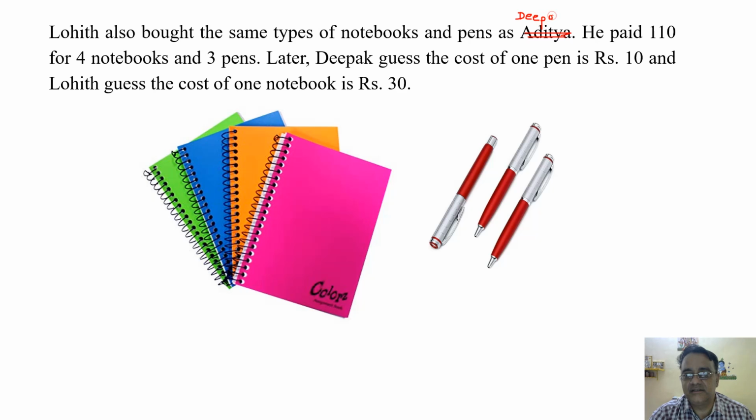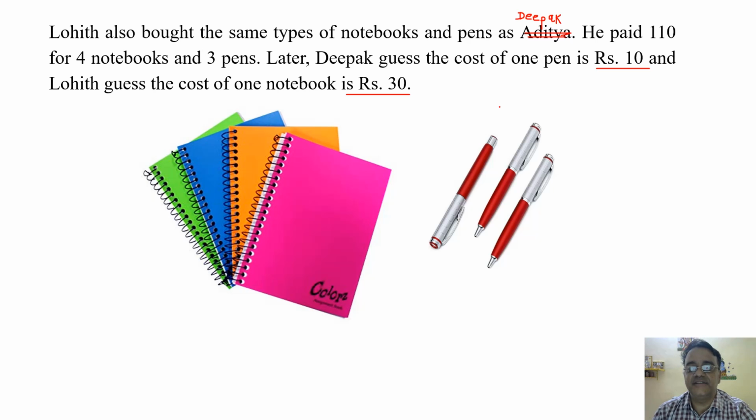Deepak. He paid 110 for 4 notebooks and 3 pens. Later, Deepak guessed the cost of one pen is rupees 10. This is the guessing of Deepak. And Lohit guessed the cost of one notebook is 30. So there is a question: whose guessing is correct, right?